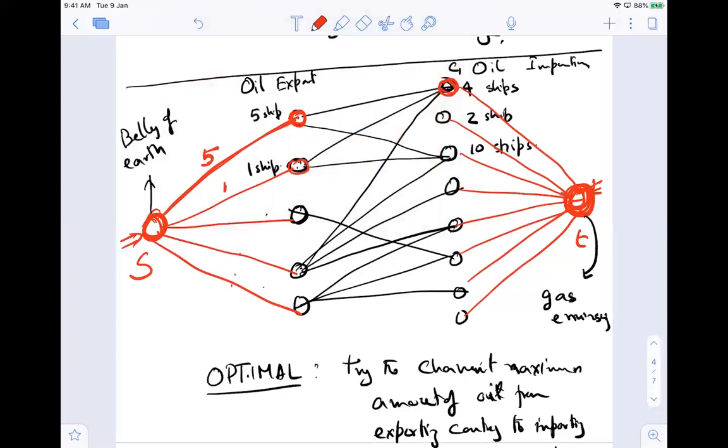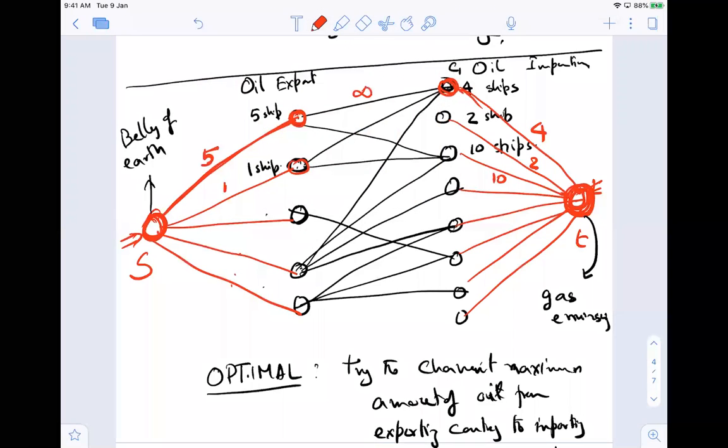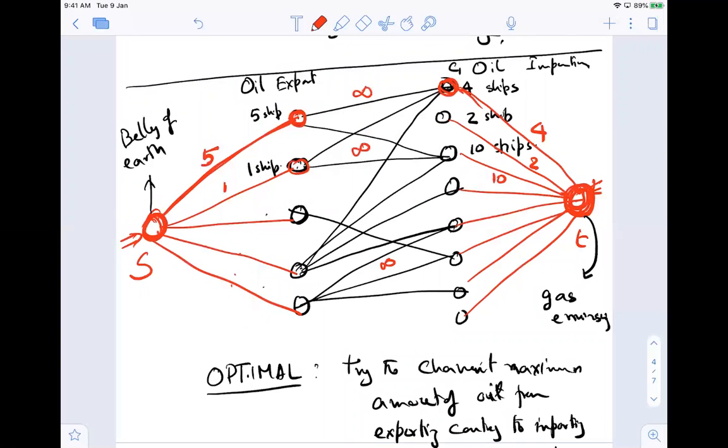And if I put here, okay, the maximum amount of gas emission that you can have through this country is 4. So I just put these capacities over here. Okay. And now I put infinite capacity in each of the edges. Okay, good. Now that's it. I mean, each country has this much amount of supply, and each importing country can at most take this much amount of oil. Now find the maximum flow.